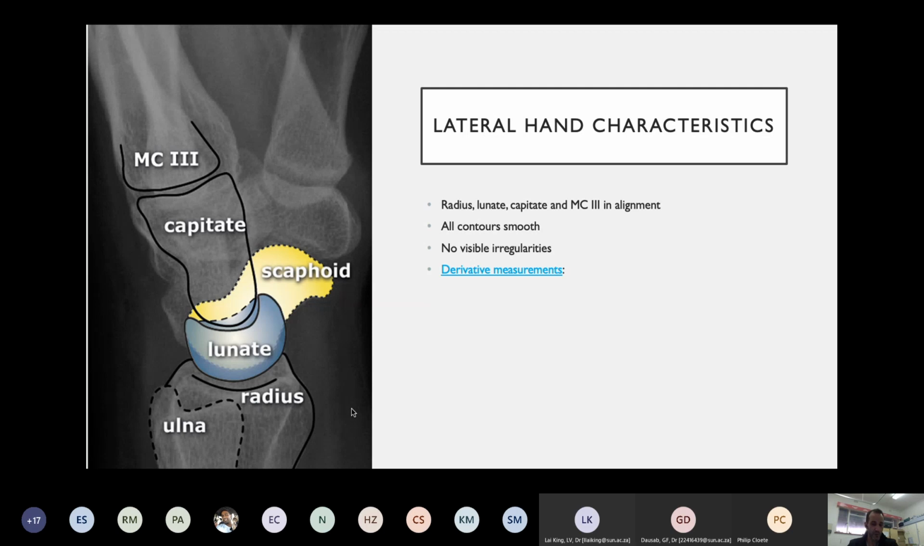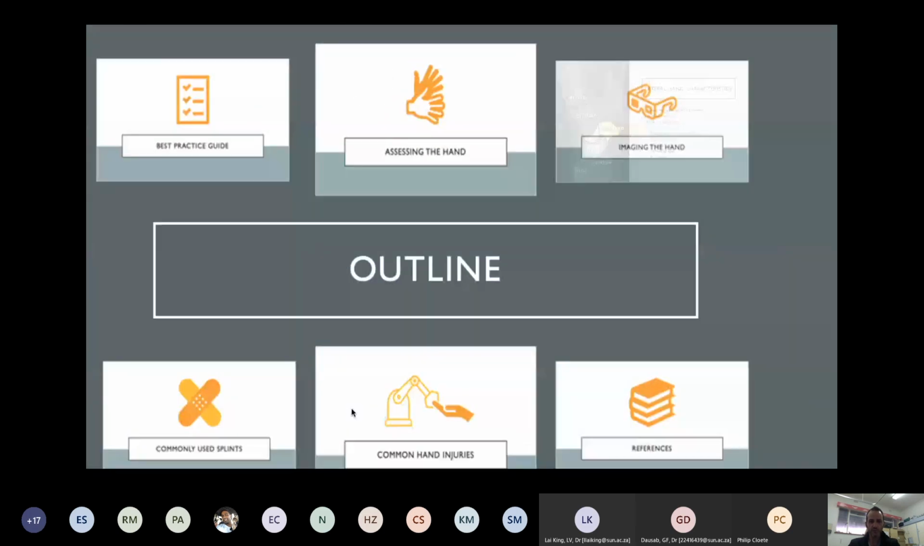There are derivative measurements. I would encourage you all to have a look at these measurements to give you a better insight as to what else is used to determine other more subtle, rarer injuries. So radiopalmar tilt, scaphoid axis, the lunate axis, scapholunate angle, and interestingly, dorsal intercalated segment instability and volar intercalated segment instability for assessing weird injuries like lunotriquetral ligament injuries. I'm not going to cover those in this lecture though.